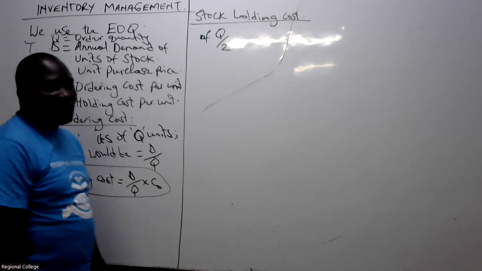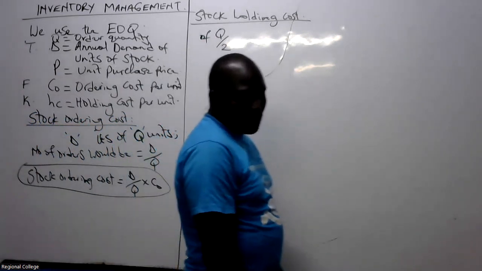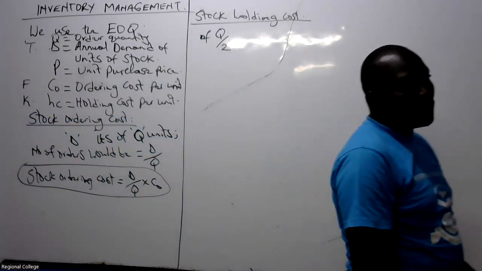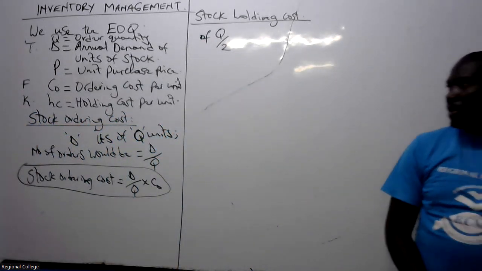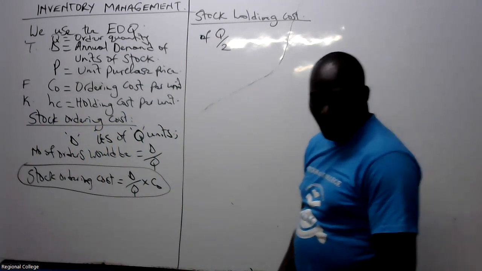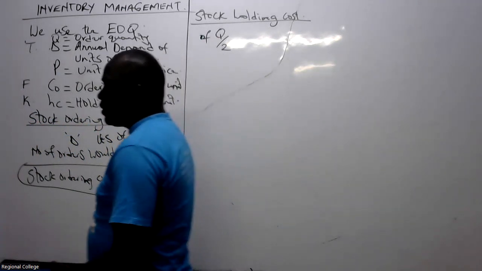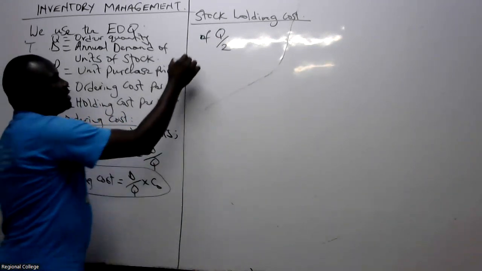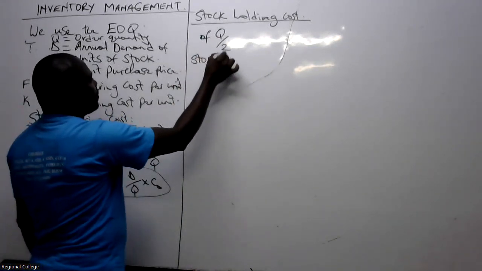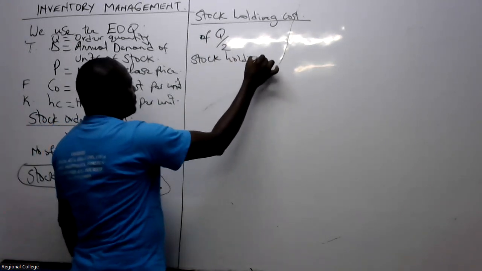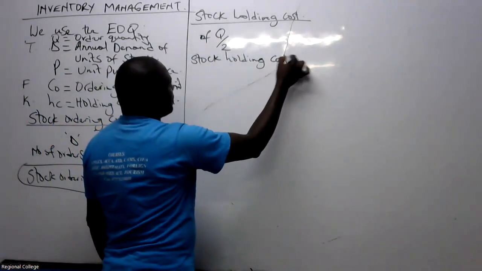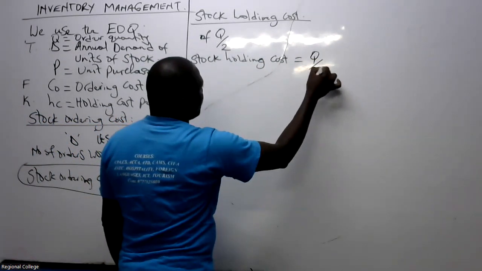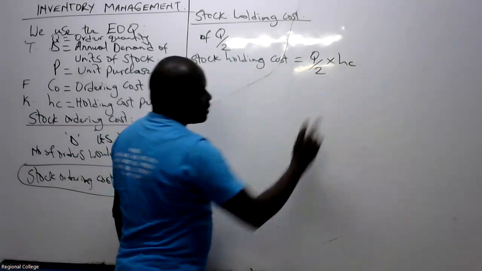and the unit holding cost of HC, stock holding cost equals average stock, Q over 2, times HC.